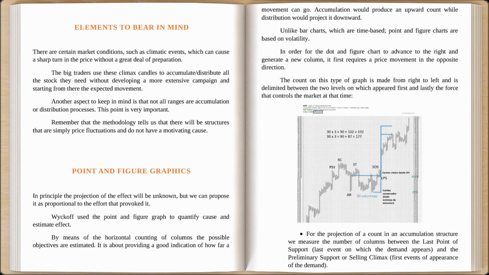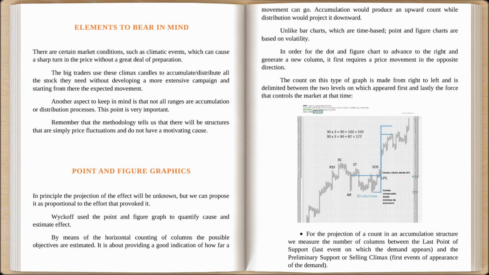Elements to bear in mind. There are certain market conditions, such as climactic events, which can cause a sharp turn in the price without a great deal of preparation. The big traders use these climax candles to accumulate or distribute all the stock they need without developing a more extensive campaign, and starting from there the expected movement. Another aspect to keep in mind is that not all ranges are accumulation or distribution processes. This point is very important. Remember that the methodology tells us that there will be structures that are simply price fluctuations and do not have a motivating cause.